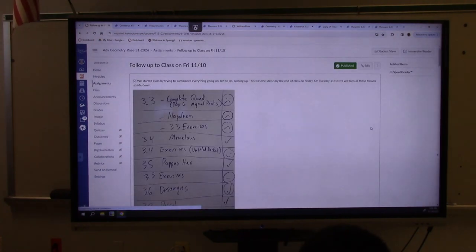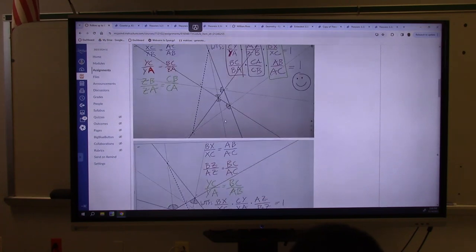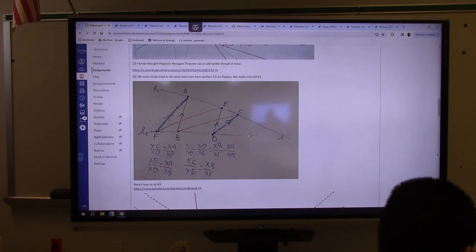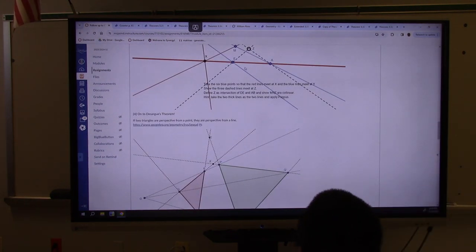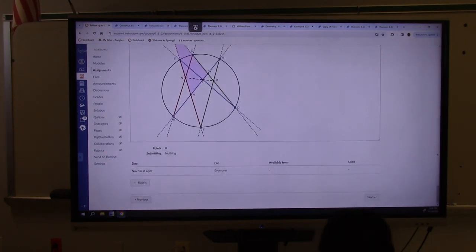Also, this was a coherence class. We proved the angle bisector theorem. We went over these problems from section 3.4 on Menelaus. One of the Guo girls did this proof about Pappus' hexagon theorem section. Then, this is a hard problem that we need to talk about. We did Desargues' theorem, and I mentioned Pascal's theorem.